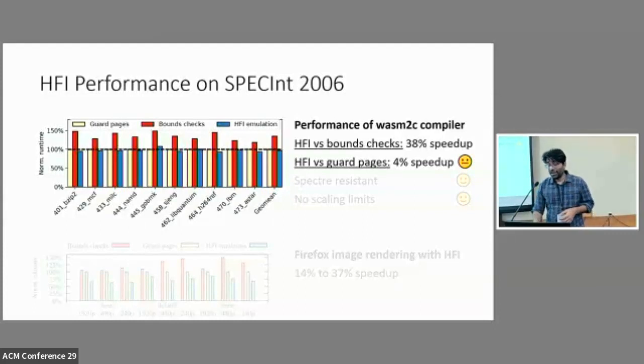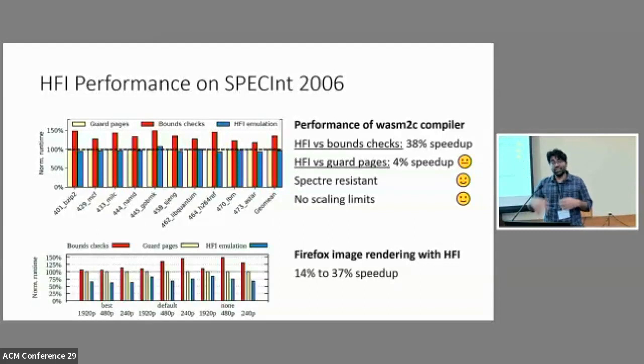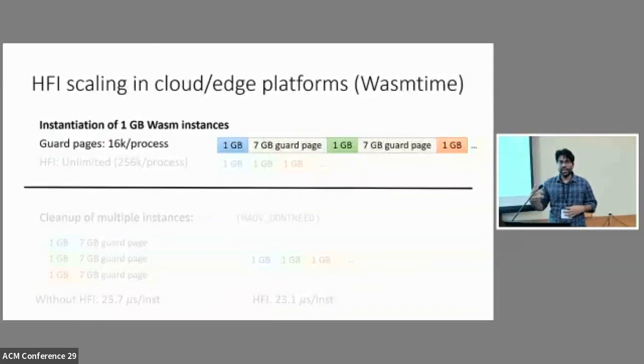But the HFI version also has a couple of advantages. It is Spectre resistant, and it does not impose the scaling limits that virtual memory-based techniques have. So it's a performance boost with a bunch of additional benefits. And it turns out in some other workloads, we even see higher speedups. So the speedups do seem to be workload dependent sometimes. But where HFI really shines is in some of its scaling benchmarks. So these are common operations that happen in an edge platform, which have to spin up and destroy a bunch of sandboxes all at once.